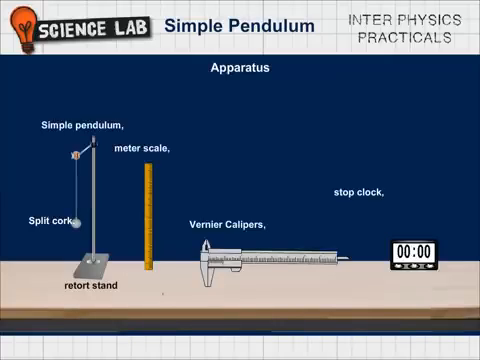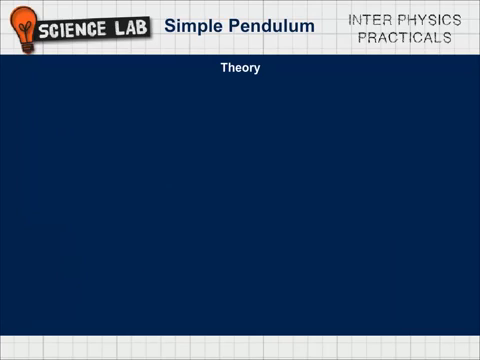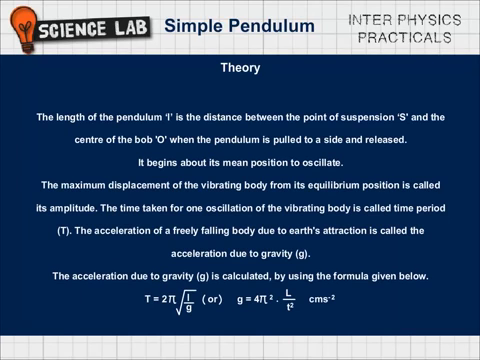Apparatus: Simple pendulum, stop clock, vernier calipers, meter scale, retort stand and split cork. Theory: The length of the pendulum L is the distance between the point of suspension S and the center of the bob O when the pendulum is pulled to a side and released.